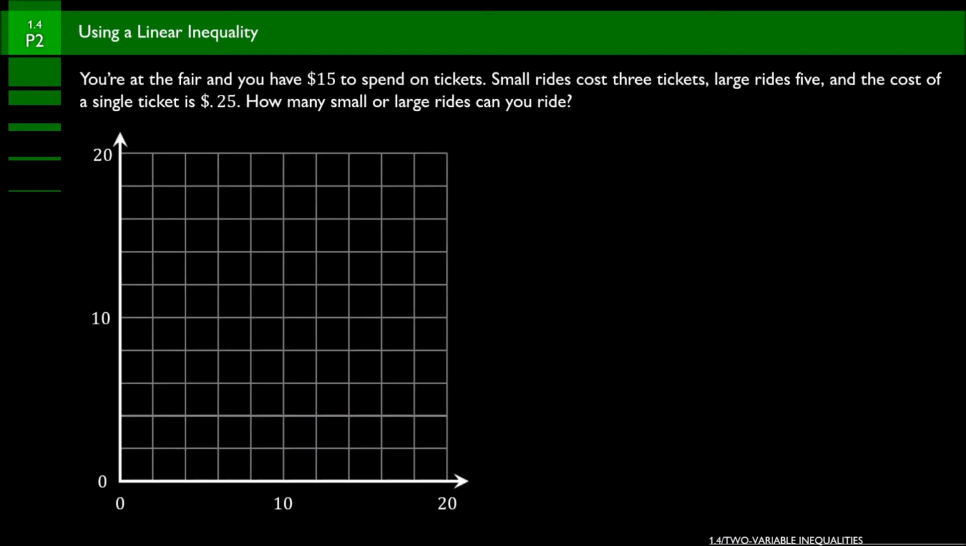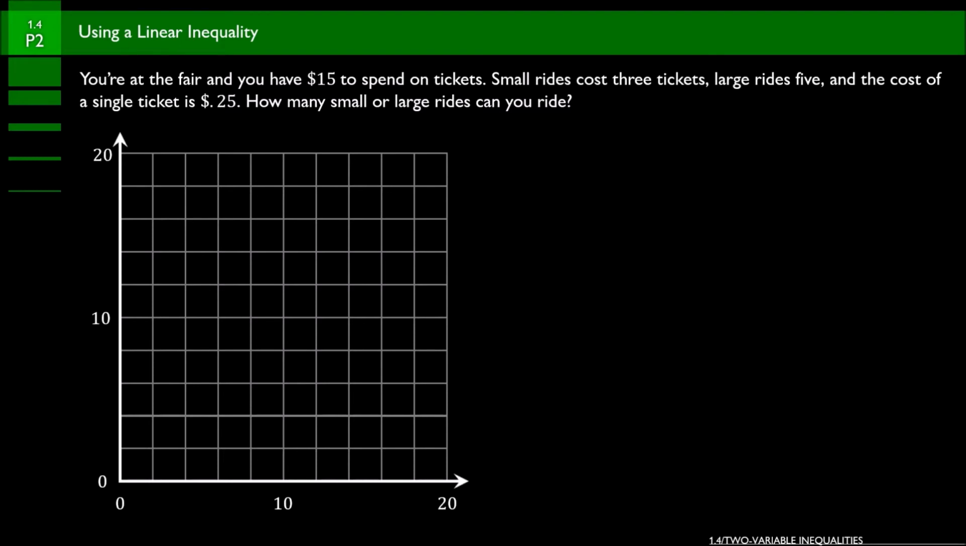The second question involves us using a linear inequality to solve a word problem. You're at the fair and you have $15 to spend on tickets. Small rides cost 3 tickets, large rides 5, and the cost of a single ticket is 25 cents. How many small or large rides can you ride?